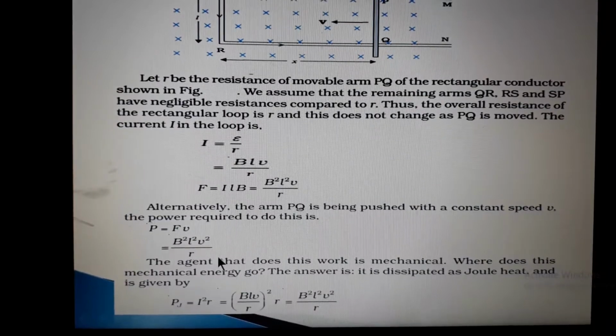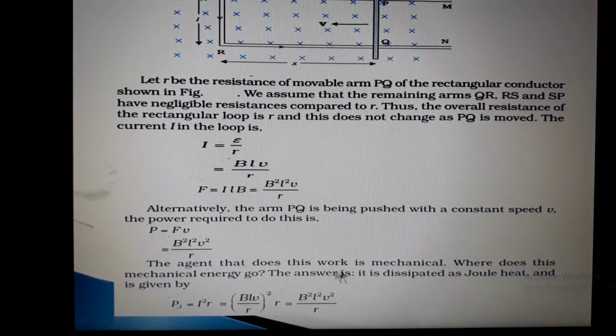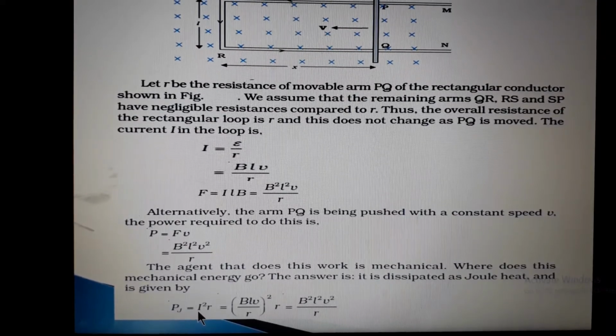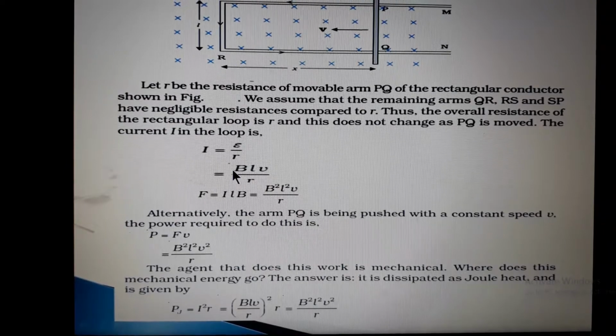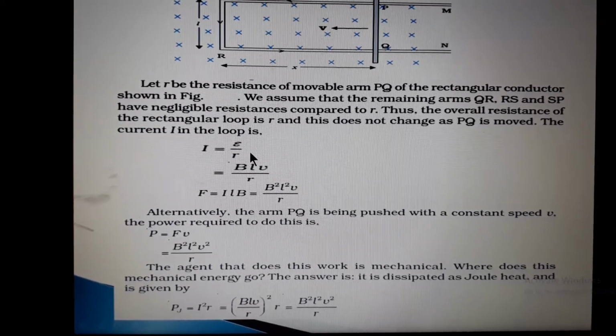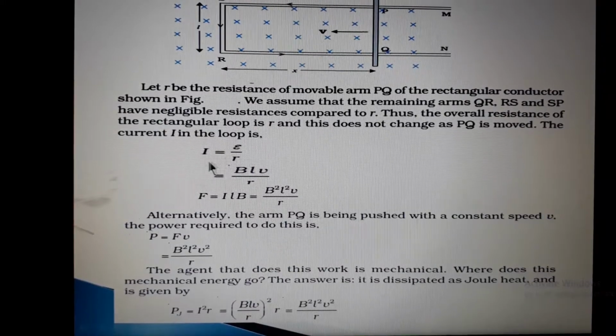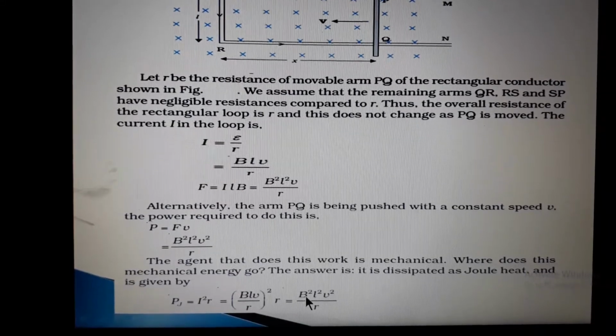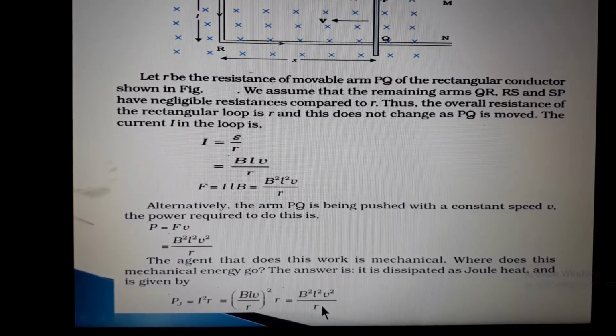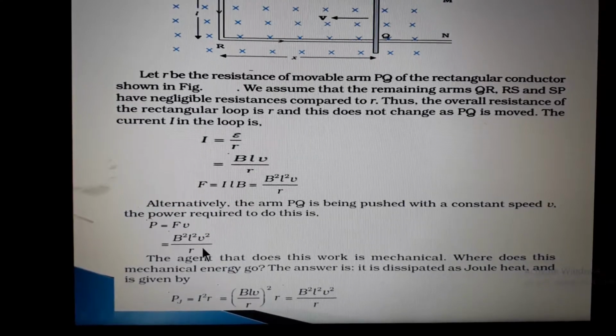Now this is the Joule power. Joule power is equal to I square R, and the value of I is BLV by R. So I square is BLV by R whole square, multiplied by R. So you will get B square L square V square by R. So this is the Joule power.